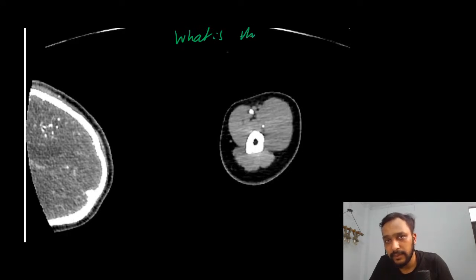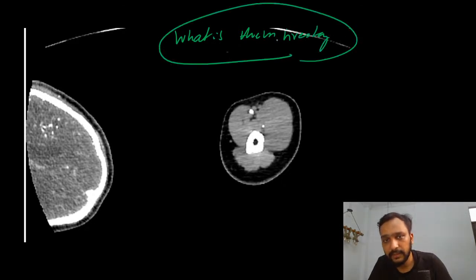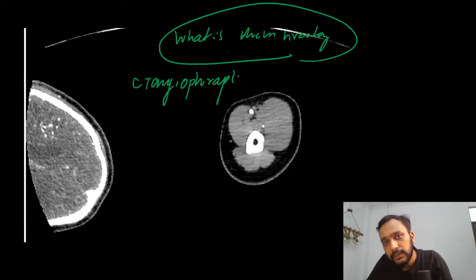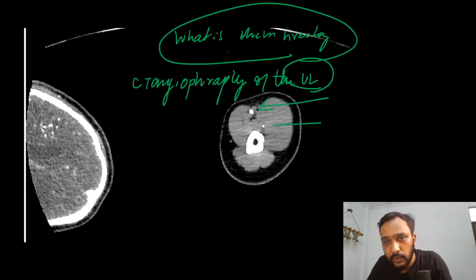What is the investigation that is being shown to you in this image? So this is the CT angiography image of the upper limb, okay. And in this image you can see two vessels, A and B.